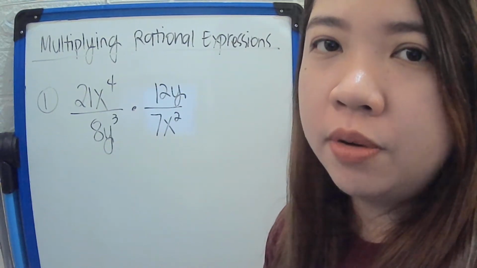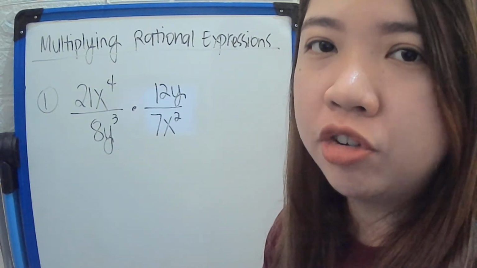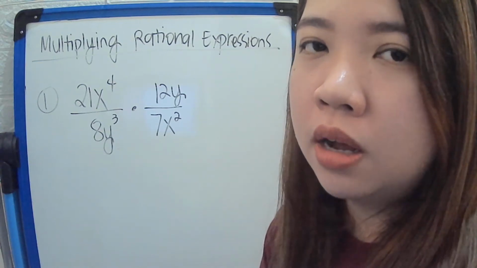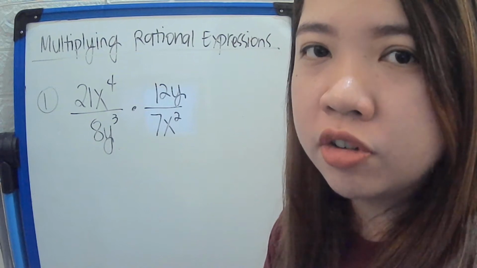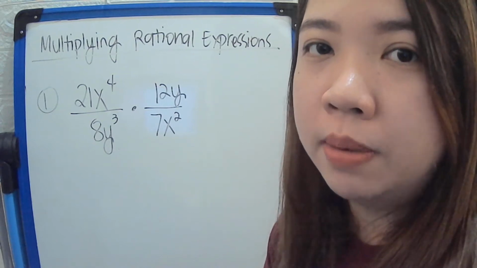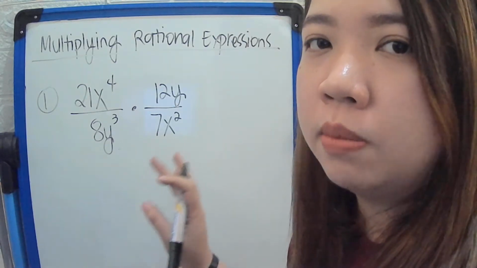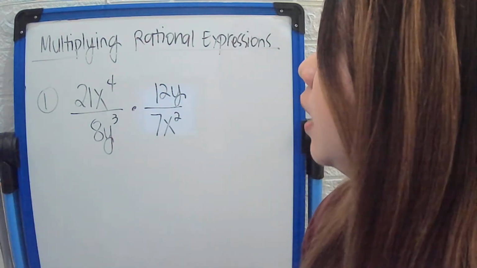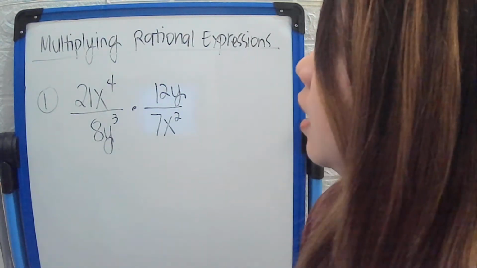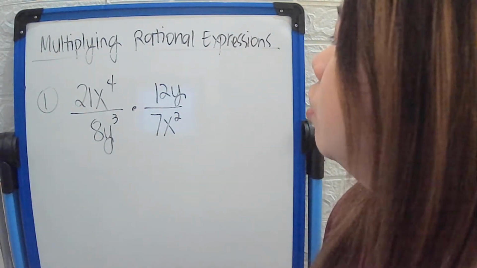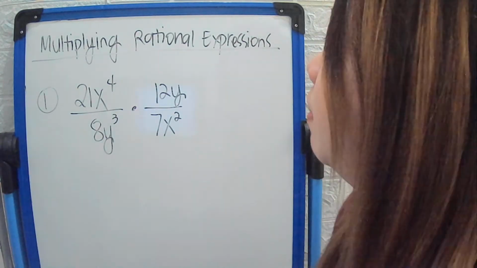In this video, I will teach you how to multiply rational expressions. There are no restrictions whether they are similar or dissimilar. So what we're going to do here is, since we're given monomials only, we try to simplify each of them by looking at the numerators and the denominators.